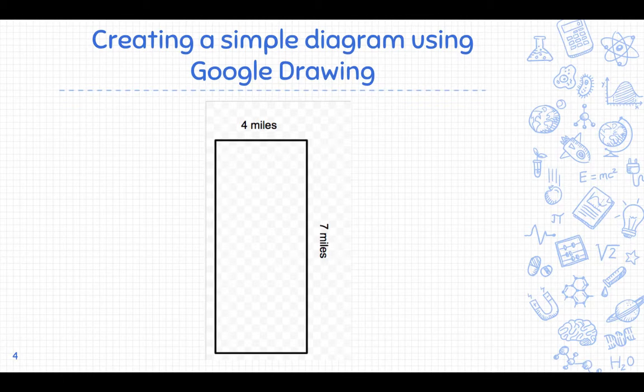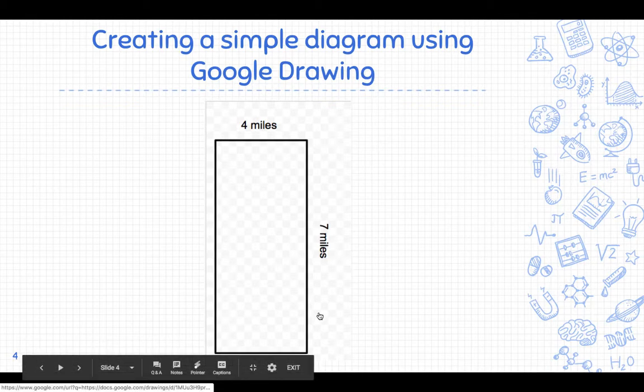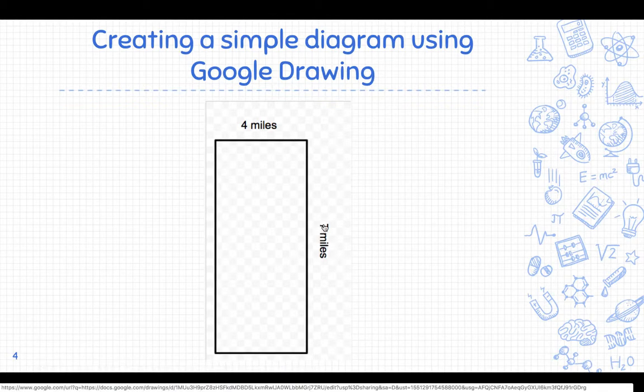Your next step will be to create a simple diagram using Google Drawing. To do so, you will make sure to draw a rectangle using the drawing tool and then create 2 text boxes to label the sides of your diagram, even if one of these sides is one that the person reading your question is going to solve. Then you would make a question mark, just like in the example shown before.